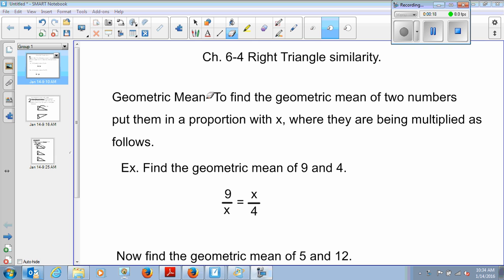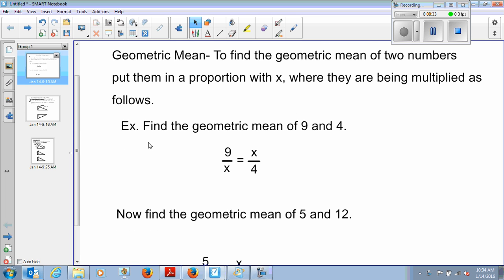The first thing we're going to need to know is the definition of a thing called the geometric mean. To find the geometric mean of two numbers, you put them in a proportion with x, where they are being multiplied as follows. So if you say, what's the geometric mean of two numbers? This is the proportion you should set up.